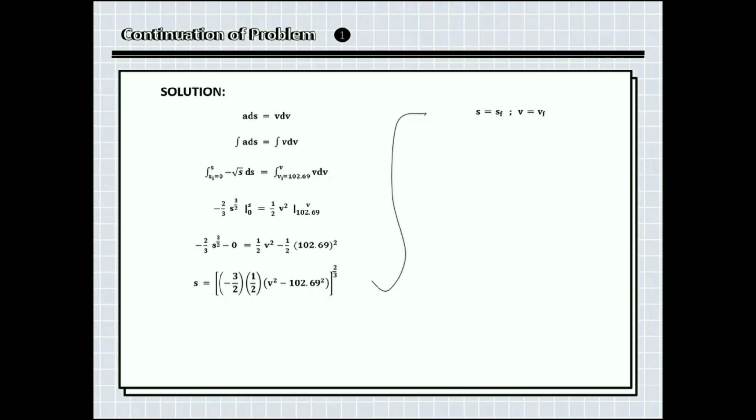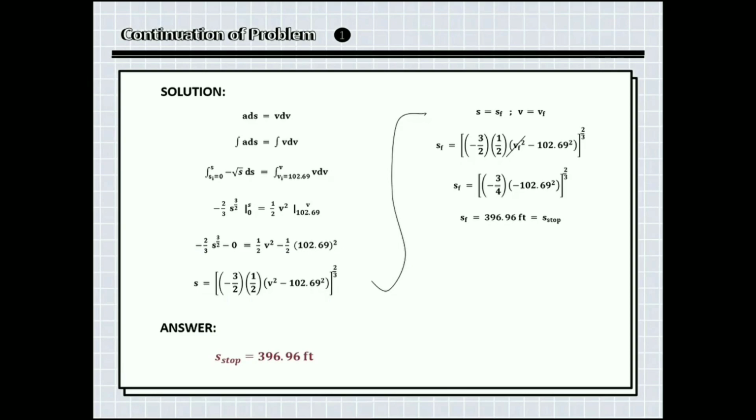And since the final velocity is equal to 0, we cancel out v sub f squared in this equation. So the final position is equal to negative 3/4 multiplied by negative 102.69 squared, raised to 2/3. By calculating this equation, we get 396.96 feet, which is the value of the final position and also the value of the stopping distance. Therefore, the final answer is 396.96 feet, which is our stopping distance.